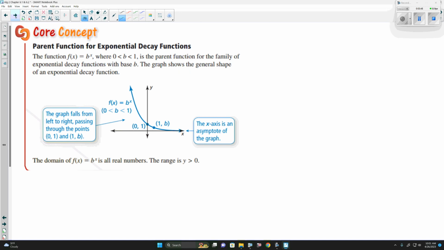Now, the other one we have is exponential decay. A function is considered exponential decay if the base is between 0 and 1. So if the base is between 0 and 1, it's considered exponential decay, and it's decreasing. Now we don't consider anything less than 0. We don't consider a negative base, because those behave differently. They behave weirdly for the most part.